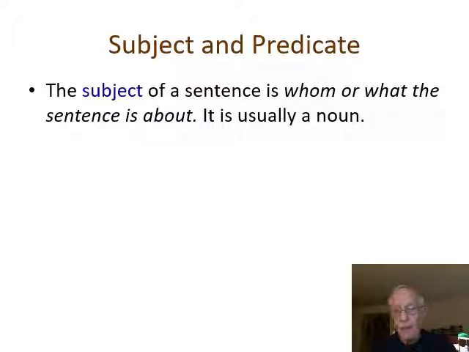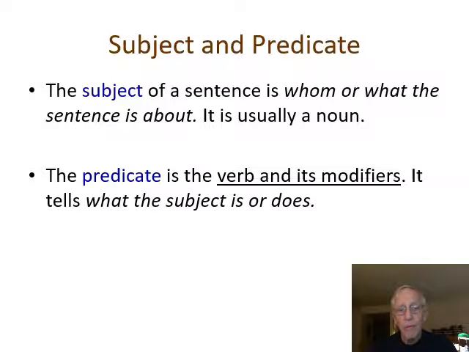The subject of a sentence is whom or what the sentence is about. It is usually a noun. The predicate is the verb and its modifiers. It tells what the subject is or does. Some grammarians say that the predicate and the verb are the same thing. Others say that the predicate is the verb and its modifiers. Both are correct.